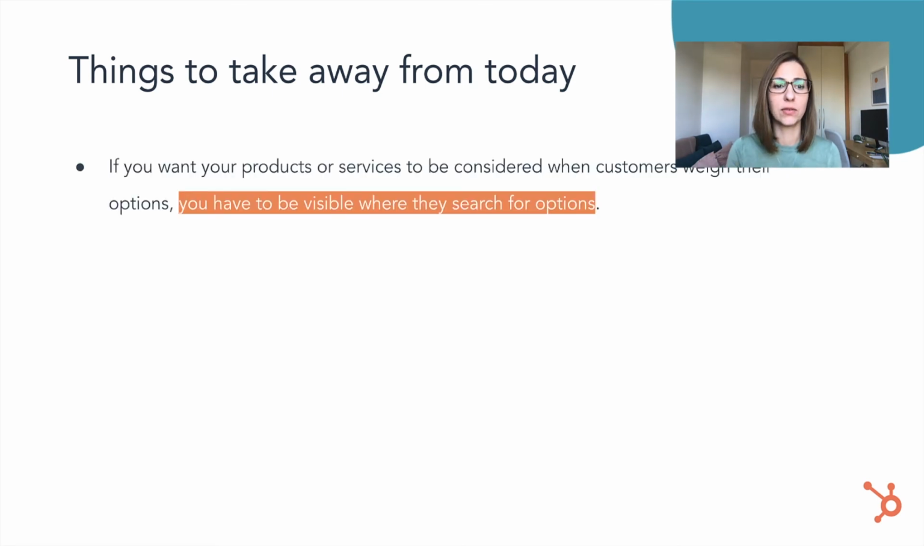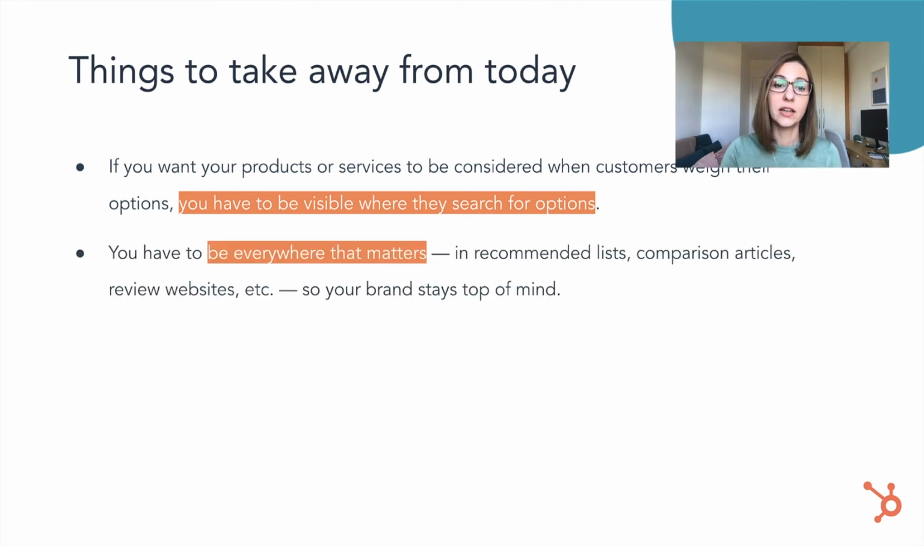And that is, first of all, if you want your products or services to be considered when consumers weigh their options, when they think about what they might buy, you want to be visible where they search for those options. And also you want to be visible where it matters, right? So not only where they look for options, but also when they evaluate options. So be present in best CRM, best email marketing, best running shoes lists.